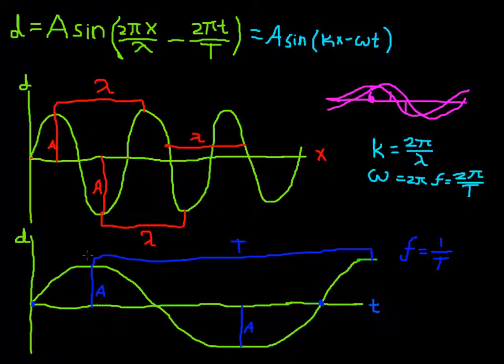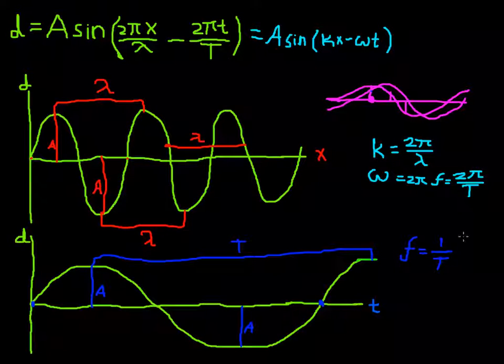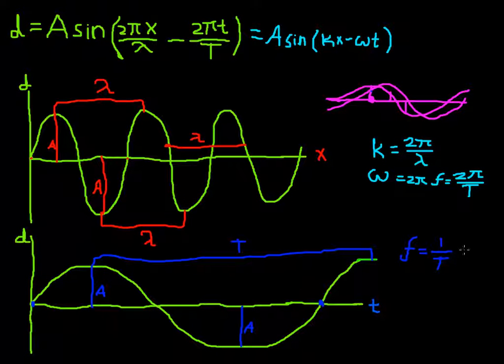And for this time graph, we've got a that's also in meters. It's a length. D is a length. T is a time, and the period, again, is a time. And frequency will be measured in inverse seconds, with dimensions of 1 over time, and omega is going to be in radians per second, with dimensions of 1 over time. Okay, one more thing I want to discuss, and that is the velocity of this wave.